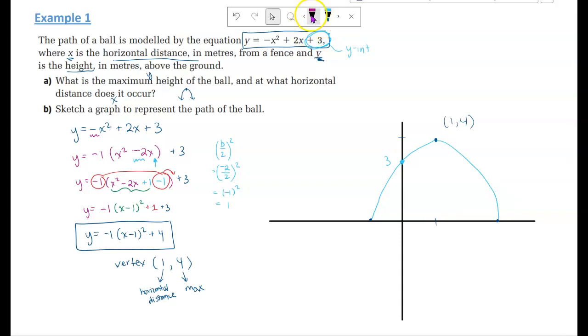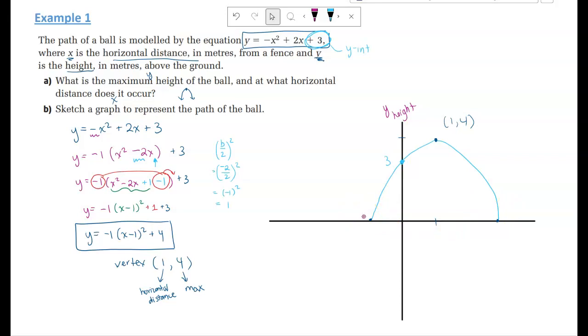Why am I stopping there? Well, you have to remember that the y-axis is telling us the height of the ball above the ground. And so that could only be positive y values, which is above here. And so I'm not going to put arrows and go into the ground. So I'm going to stop it right there.